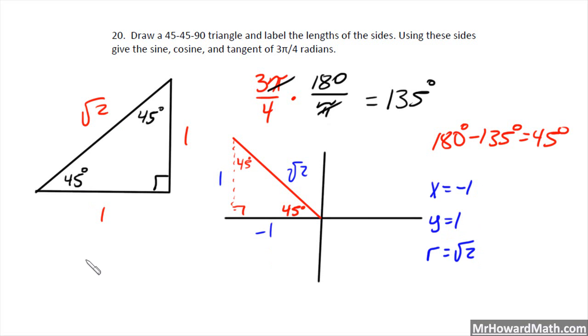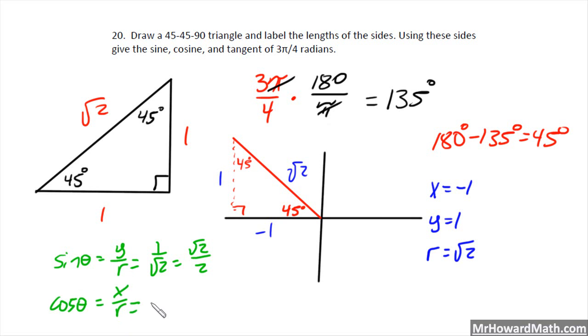Now for the trig functions. So sine of theta. Now you should know it's Y over R. So for us that's 1 over square root of 2, which is square root of 2 over 2, after you rationalize the denominator. Cosine theta, you should know by now, is X over R. So for us, that's just going to be, start being able to shortcut this.